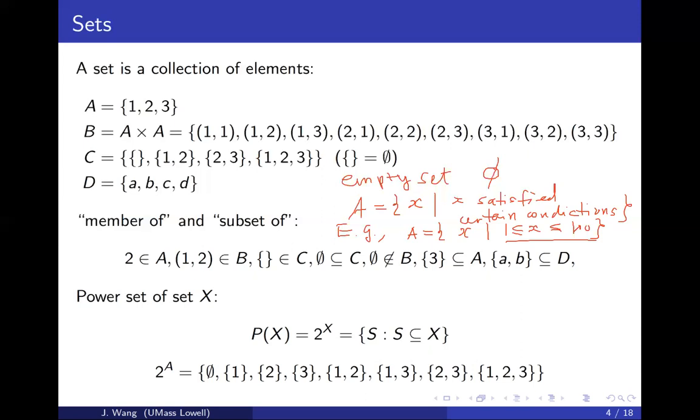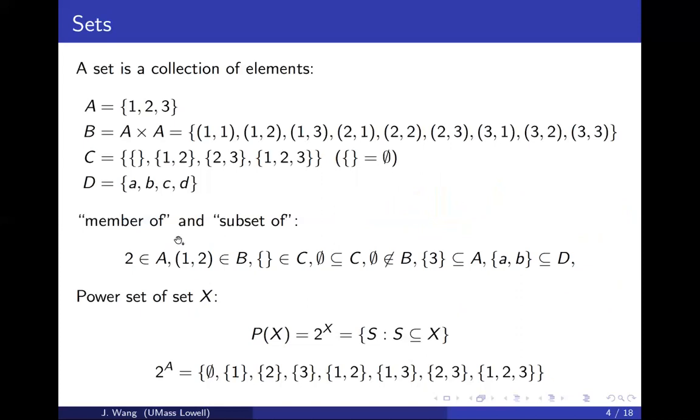And sometimes we can use a general notation to indicate a certain condition. For instance, we can use a function phi of X. So that means we can say A is a collection of elements X such that phi of X is true. So this is a general, or universal, way we write a set.